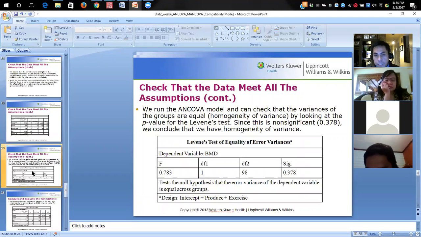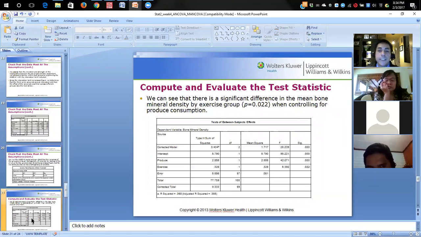And we look for the Levene's test of equality of variance, and it passes that assumption because it's 0.378. So we cannot reject the null hypothesis that there is no difference in the error variance of the dependent variable across groups. So that's good. We don't want the Levene's test to be statistically significant. And then we compute the value of the t-test statistics. And here, the bone mineral density by exercise group, this one, by exercise, and bone mineral density is 0.02. And that is statistically significant when we control for the produce, because we included that in our full model.